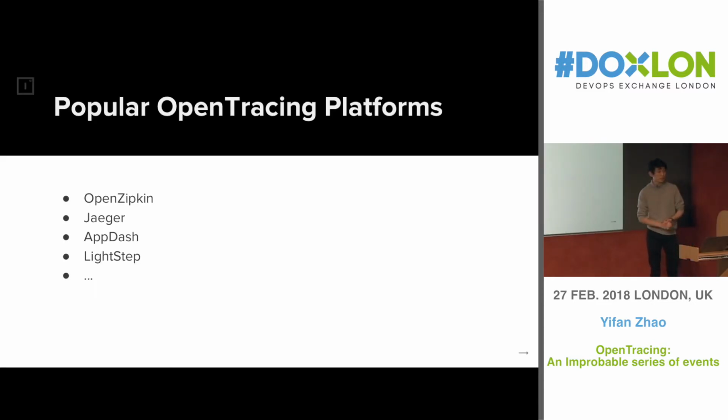So that's OpenTracing, it was super simple. And with OpenTracing, there are many OpenTracing platforms that provide OpenTracing API compliant SDKs. This includes OpenZipkin. You have probably heard a lot of these names: OpenZipkin, Jaeger, AppDash, Lightstep. I could probably go on for a while, but we chose none of that.